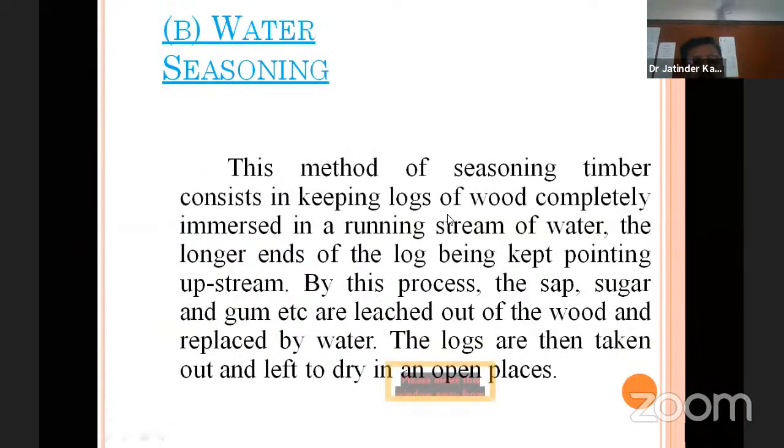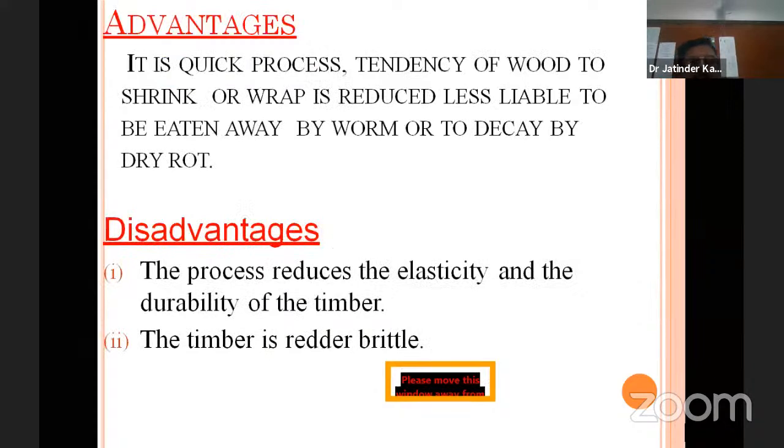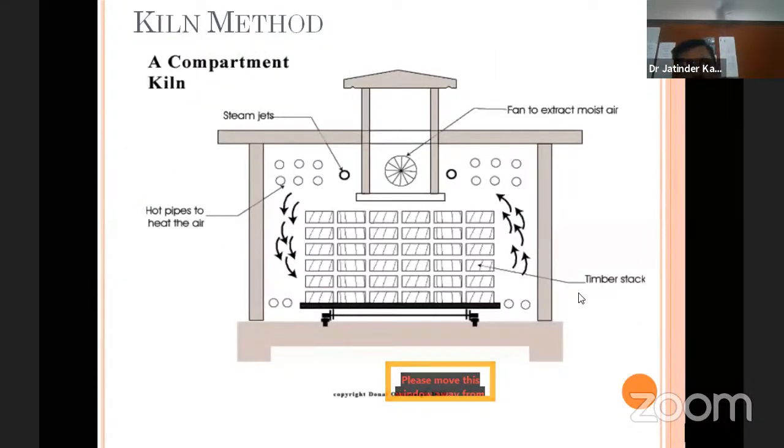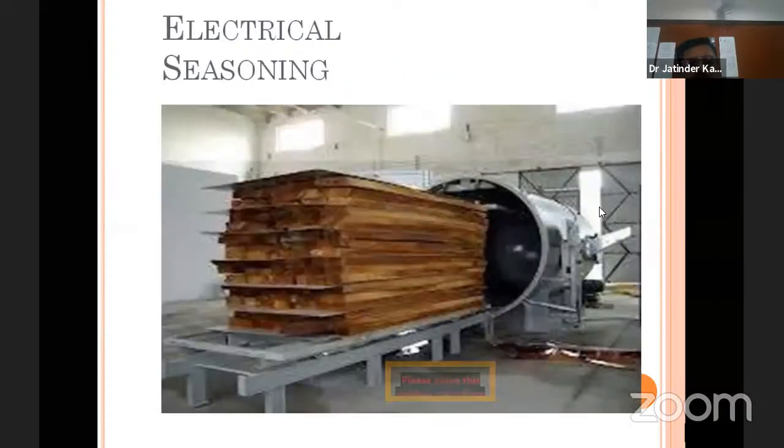So water seasoning, in this timber, the logs of wood are kept completely immersed in a running stream of water. You might have seen in upper hilly areas, logs of wood are put into running water, right? So that is water seasoning. In this process, sap, sugar, gum are leached out of the wood and replaced by water. Then it is left for drying. Certain defects are produced due to sap or sugar or gum, so that is removed in water seasoning. This is kiln seasoning. You will be given knowledge about kiln seasoning, right? Electrical seasoning.